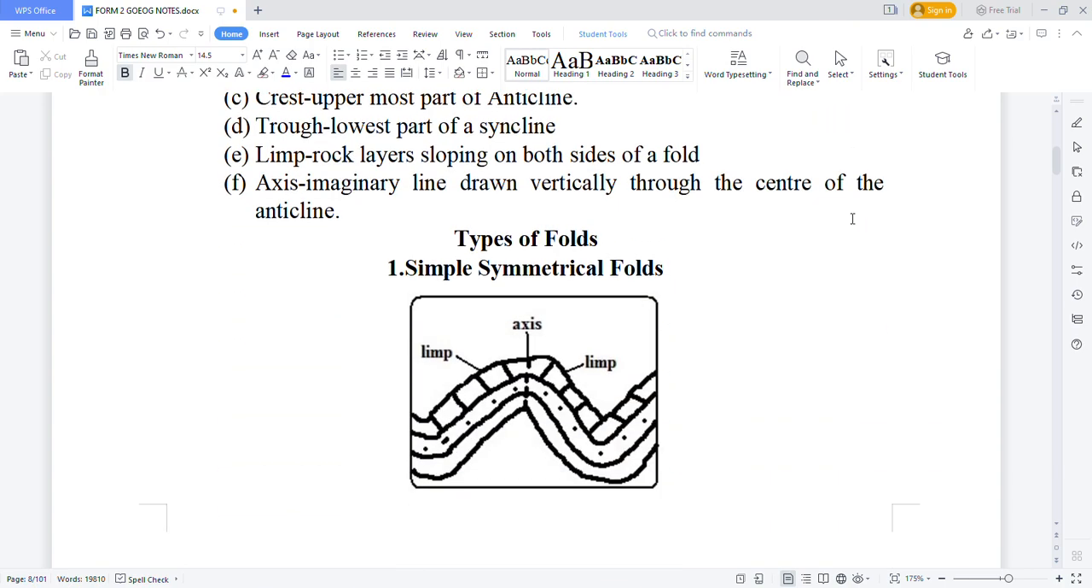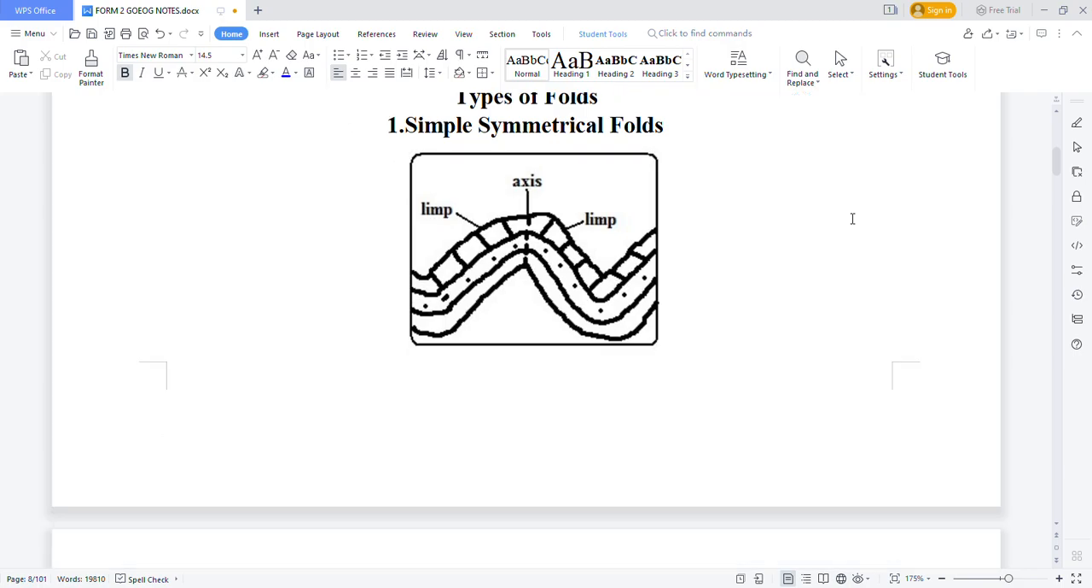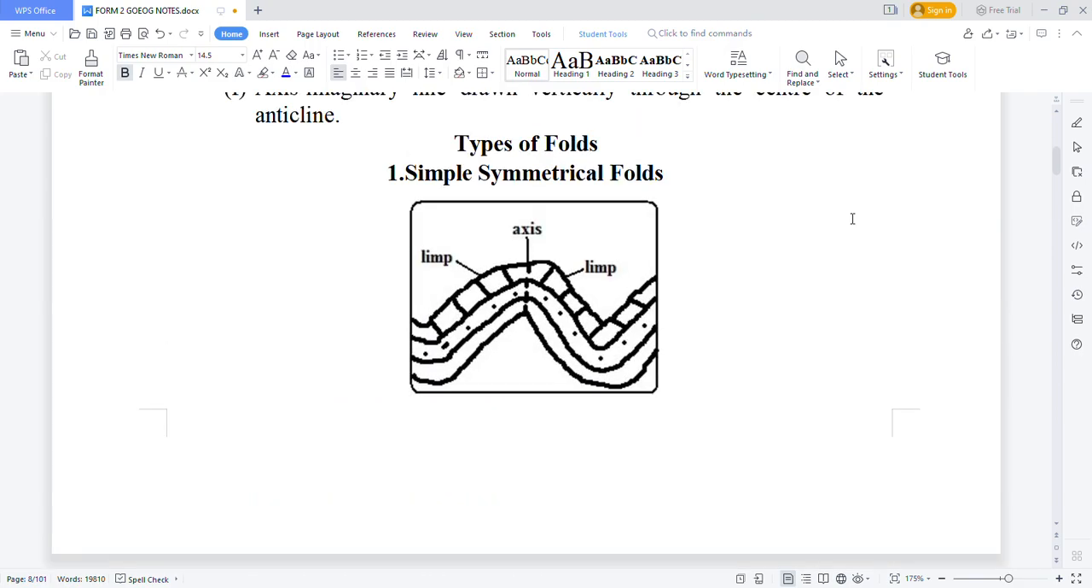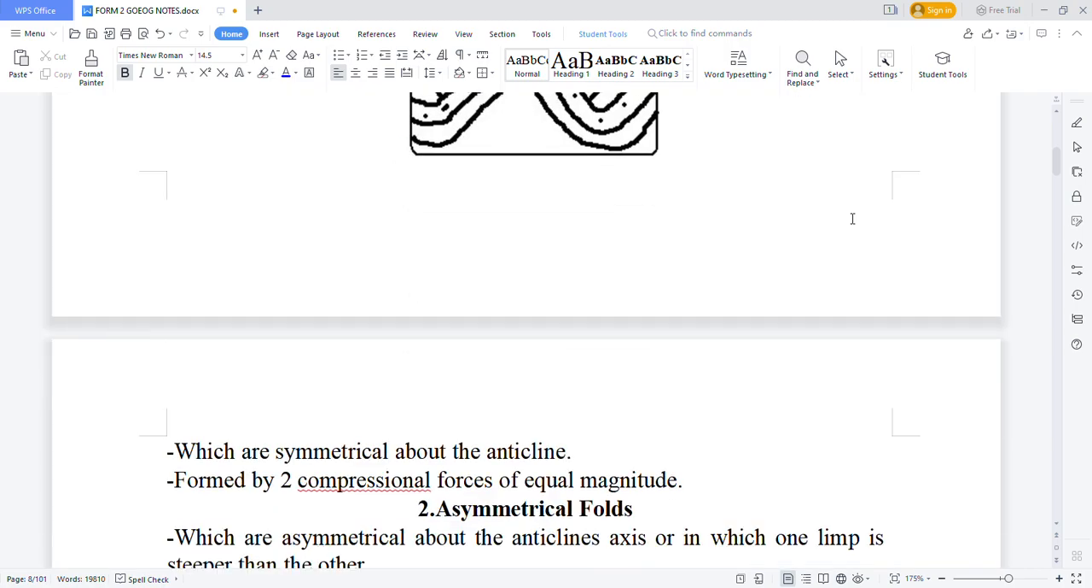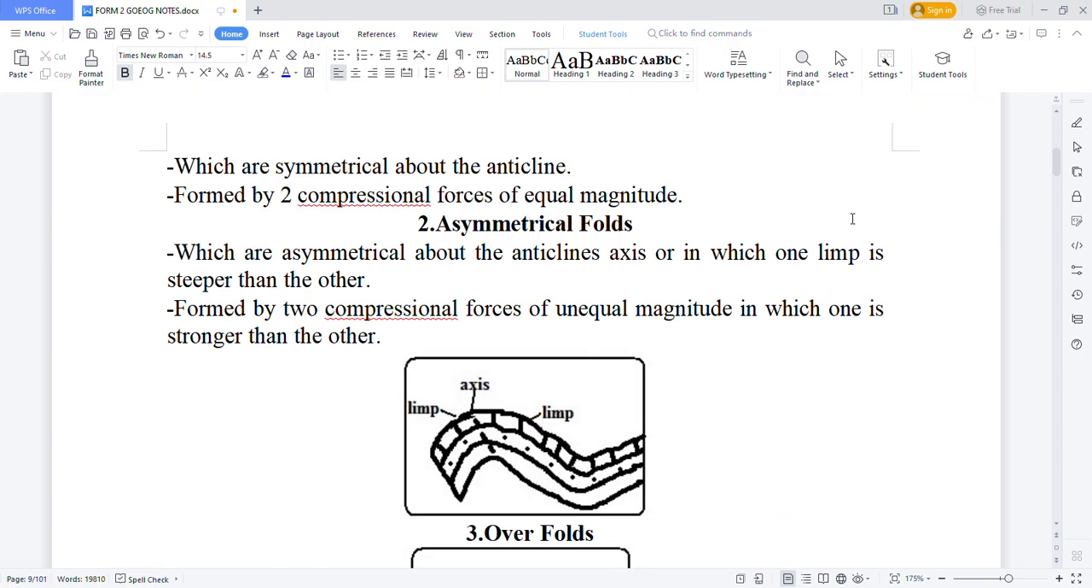Types of folds. What are the types of folds? Number one, we have simple symmetrical folds. Take a look at it. It is settable. Simple symmetrical folds are symmetrical about the anticline, formed by two compressional forces of equal magnitudes. Number two, asymmetrical folds.